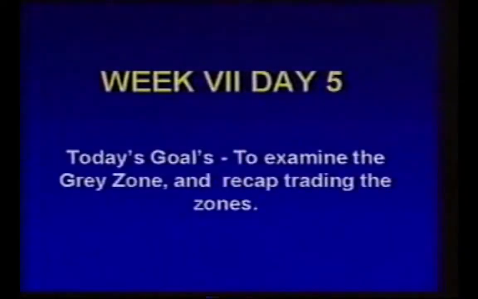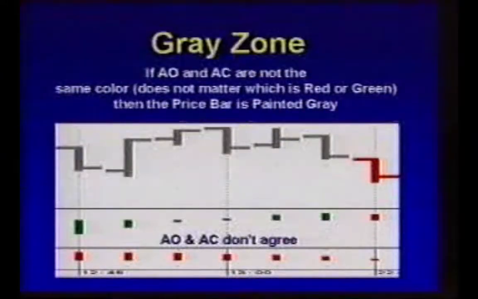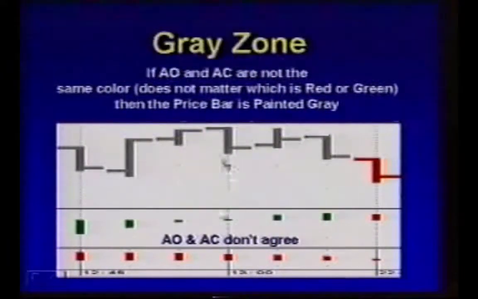This is the last day this week, so let's go through and examine the gray zone and just recap the trading in the zones and the protective stops. We've been talking about the red zone and the green zone, but we have not mentioned the gray zone much. The gray zone, as you should now be able to tell, is created by the AO and the AC when they don't agree. So if the AO and the AC are different colors, it does not matter which one is which. The AC can be green and the AO can be red, or vice versa. They will create a gray price bar for us.